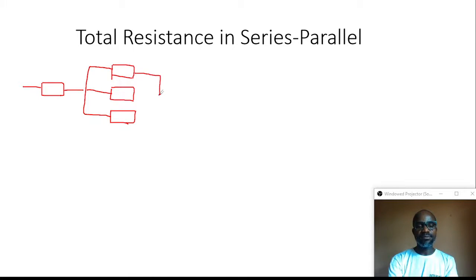We have some noise in the background from the vehicular movement around, but never mind, we are going to make sure we do justice to what we are doing now.